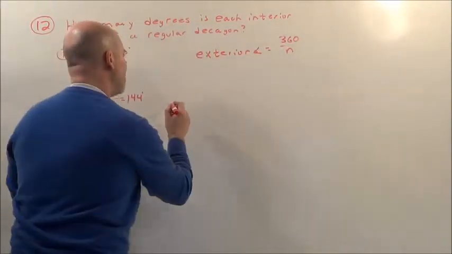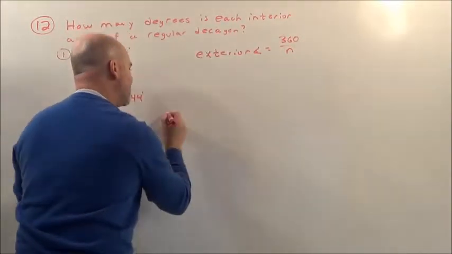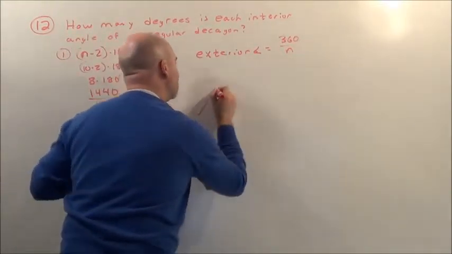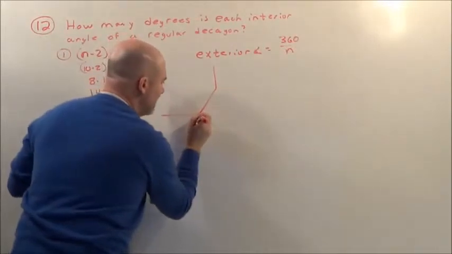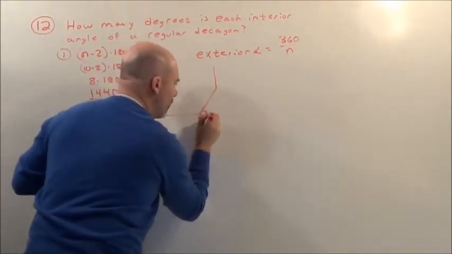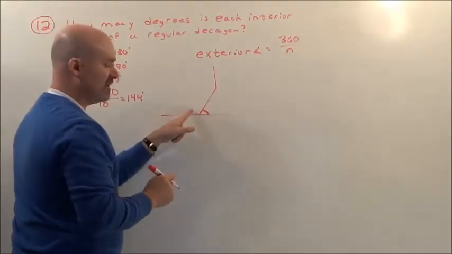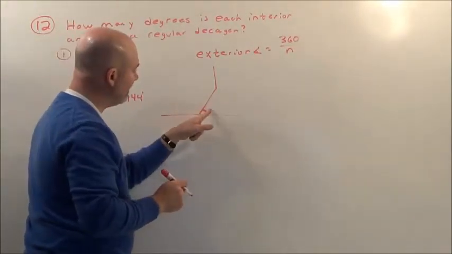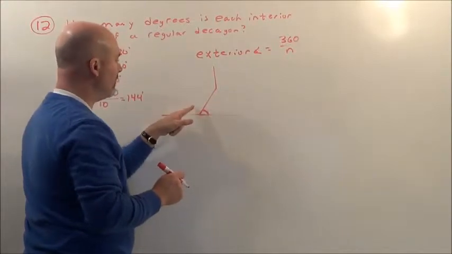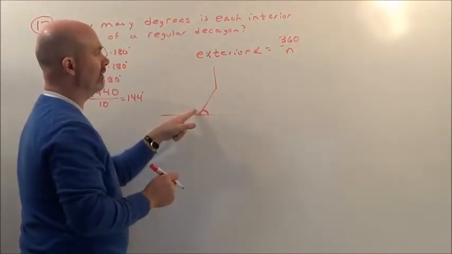So what I mean by exterior angles, if I drew a little bit of this decagon, it's going like this and then going up and then going up. The exterior angle is this angle right here, that outside angle that's formed. Now I know that plus that has to add up to 180. So if I can find that, I can just subtract it from 180 to know what the interior angle is.